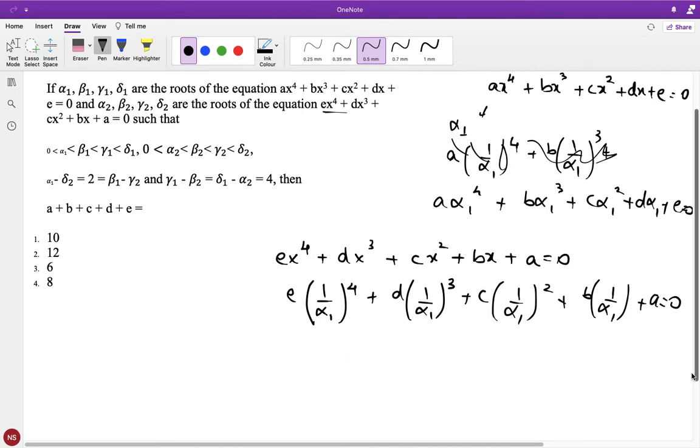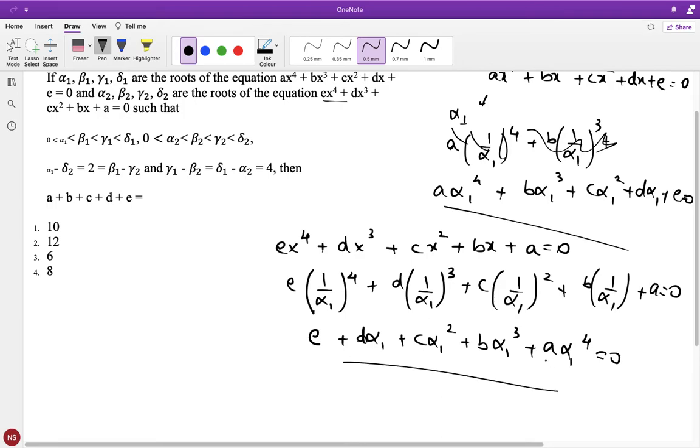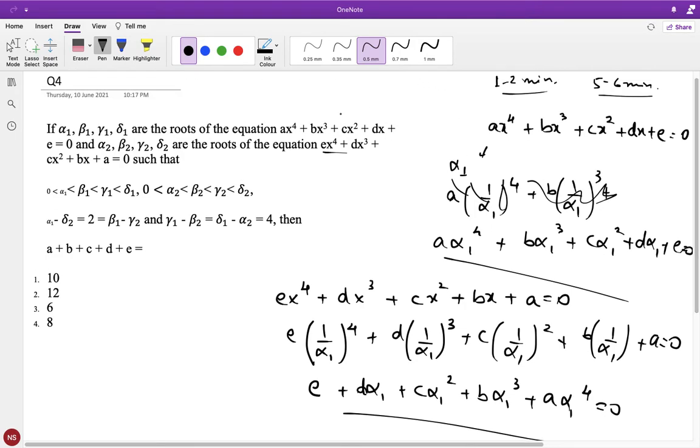If I multiply this with alpha 1 raised to the power 4, I will get this. So this equation and this equation are same. They are exactly same. Hence, whatever be the roots of this equation, the roots of this equation are reciprocal of them. So if the roots of this equation are alpha 1, beta 1, gamma 1 and delta 1, the roots of this equation will be 1 by alpha 1, 1 by beta 1, 1 by gamma 1 and 1 by delta 1.